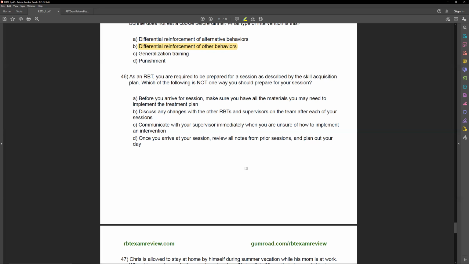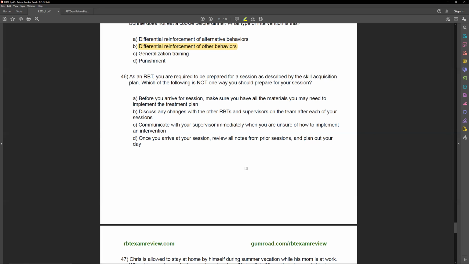Absolutely. How can you be prepared for session if you don't understand the intervention? So as soon as you are confused or don't understand how to do something, you communicate immediately. So A, B, and C all look good in terms of preparing for a session, which leaves us with what? D. Once you arrive at session, review all notes from prior sessions and plan out your day. What is the issue with D?